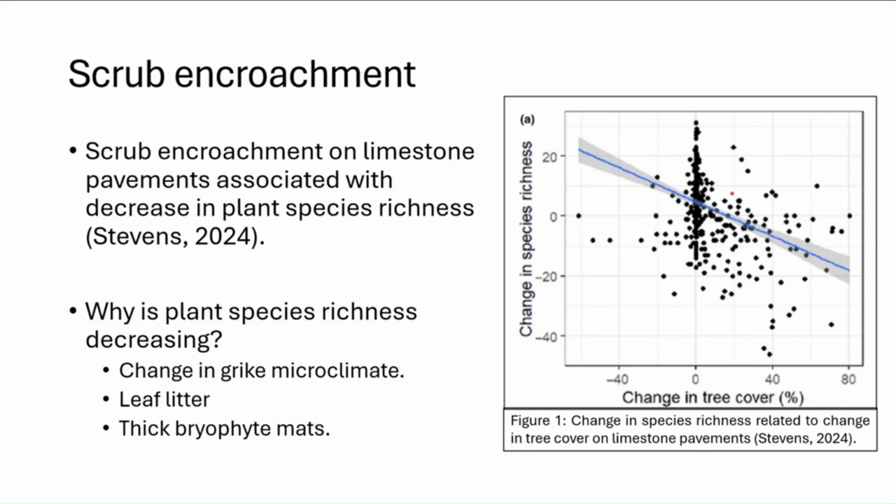There's a number of reasons why this might be happening. It could be due to the microclimate changing, so it becomes just too dark in the grikes. Could be leaf litter clogging up the grikes, so you lose the structure of the pavement. And sometimes you get bryophyte mats of certain dominant species that could inhibit plant species from coming through. So I wanted to look into this possible threat to limestone pavements in more detail.